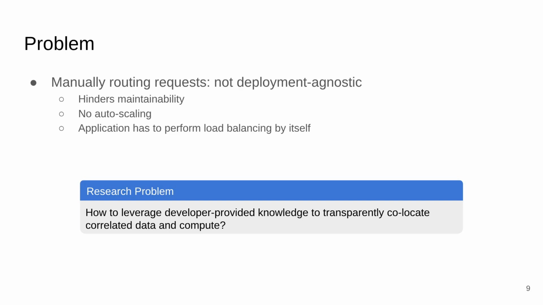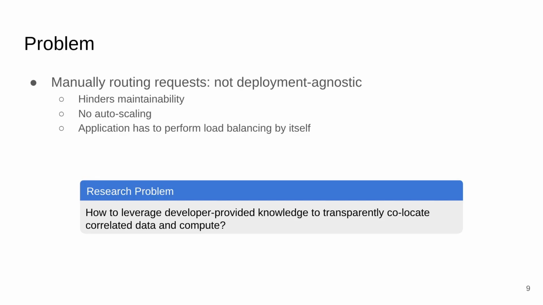So the problem we are facing here is that we would like to make everything automatic, and we would like the developer to be able to just encode their knowledge, because the developer knows exactly how different data and the tasks that are going to run on top of that data are correlated and where they should be. But currently in all these AI development frameworks and the whole cloud platform, there is no tool to encode this developer knowledge in a way that is deployment agnostic, so the developer doesn't need to know how the infrastructure looks.